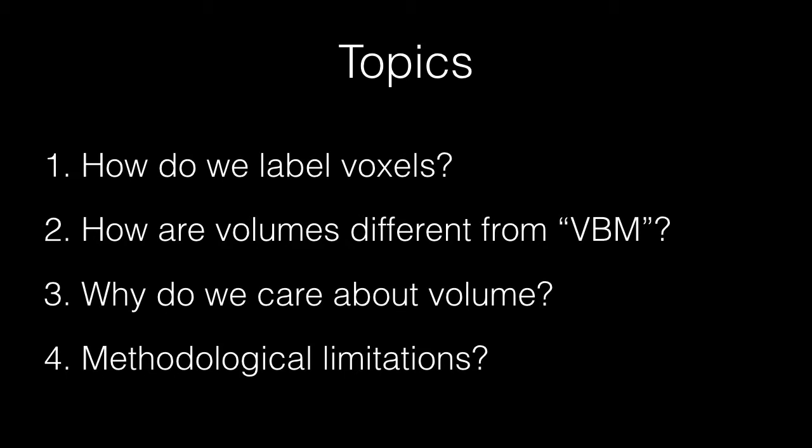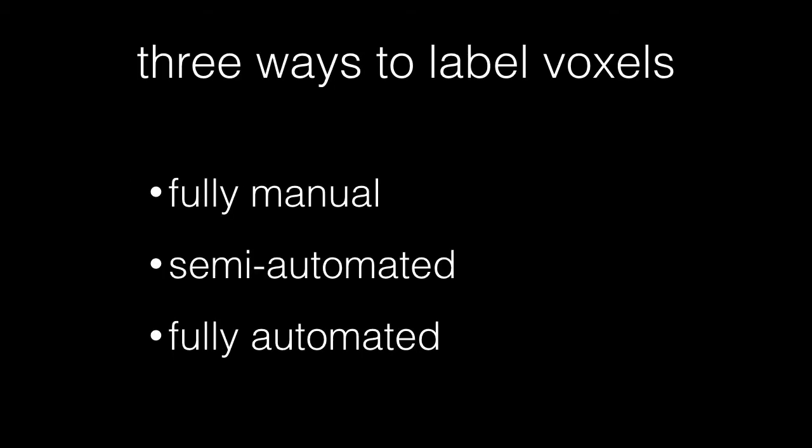Third, I hope to convince you that this is worth talking about by introducing you to a few classic findings from the literature. And last, I'm going to talk about the methodological limitations of these kinds of volumetric measurements. These techniques are useful, but they're not without their problems. We can talk about the techniques used to label voxels in three general classes: fully manual, semi-automated, and fully automated. I'll start by showing you an example of what it looks like to perform fully manual volumetrics.